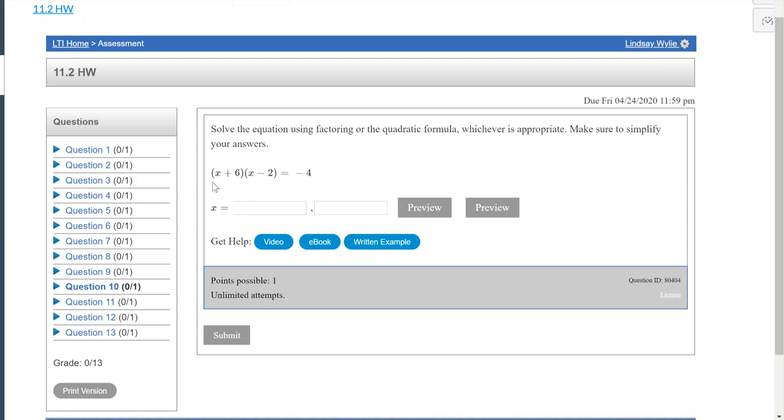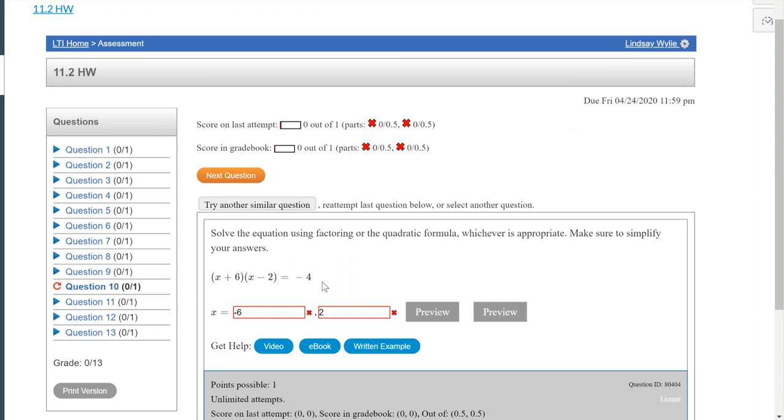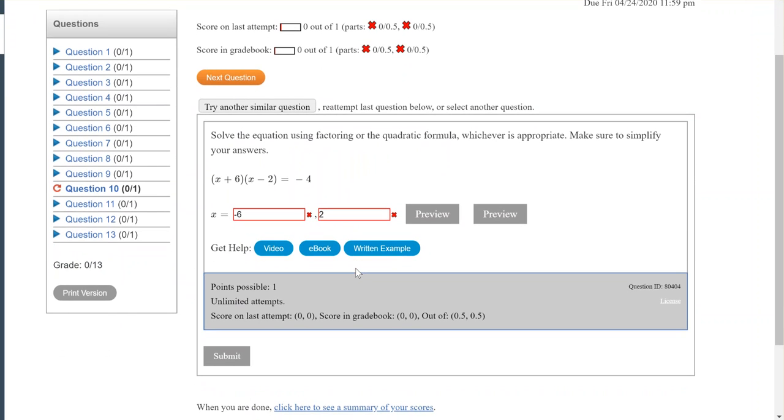Now, number 10 is baiting you, right? I see sets of parentheses, and I want to go like this. This is going to be a mistake. I want to go, oh, set that one equal to 0. This is a mistake. They're baiting you. Set this one equal to 0. X is positive 2. Submit. We got that wrong. Why did we get that wrong?